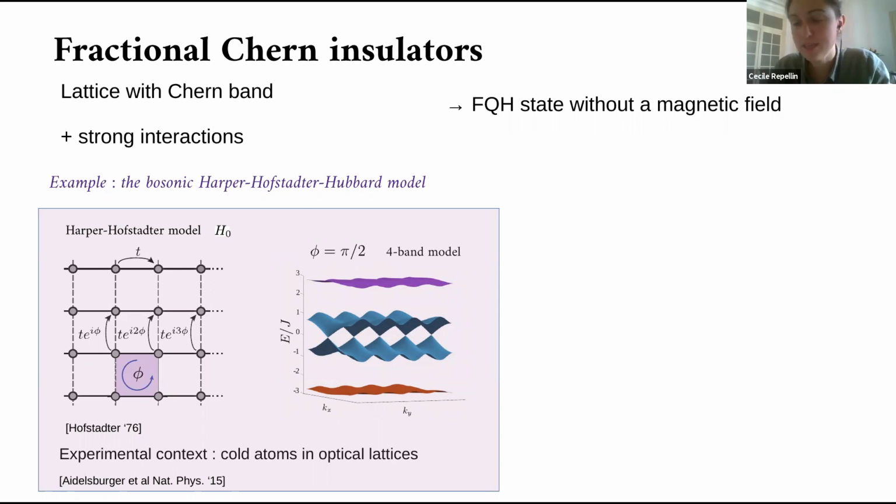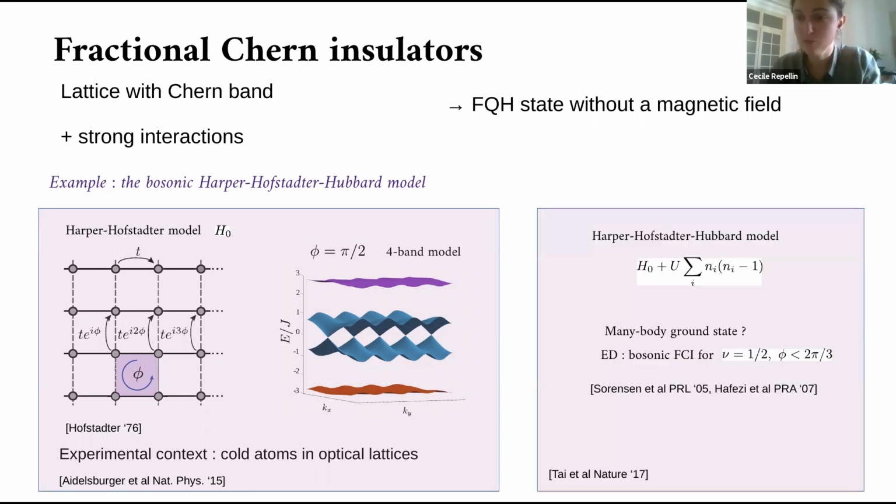This model is one of many Chern insulator models, but it's especially nice because it's been realized in the cold atom context, in optical lattices. So that's just the single particle part. Now, adding strong interactions to this model, I have the Hofstadter model on one side, and now I'm just adding bosonic Hubbard interactions. And I can wonder what is the ground state of that system.